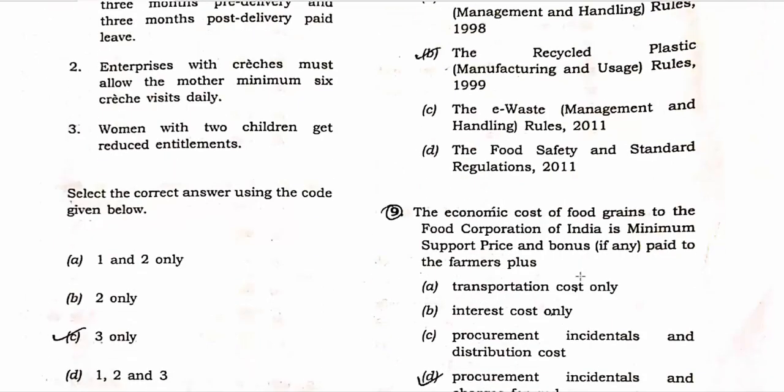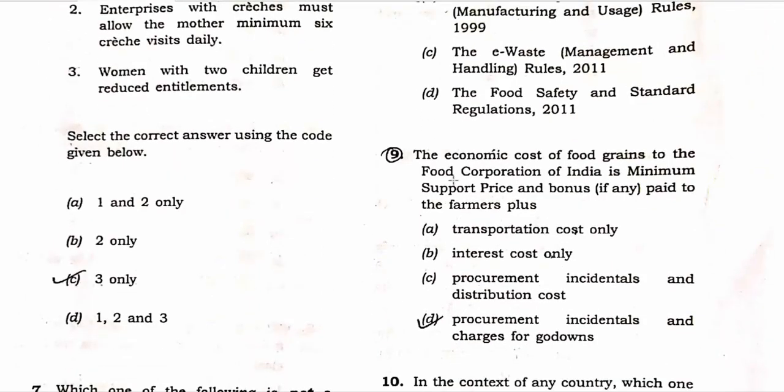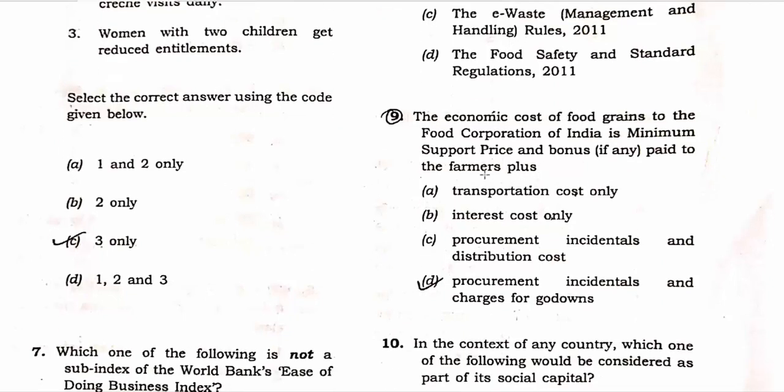Then the 9th: the economic cost of food grains to the Food Corporation of India is minimum support price and bonus paid to the farmers plus. So minimum support price and bonus have been given, but what is the other thing? Transportation cost only, we need to hold on to that. Interest cost only, again we need to think about it, because the terms are very extreme in nature. We can't just go blind about it. We need to hold it.